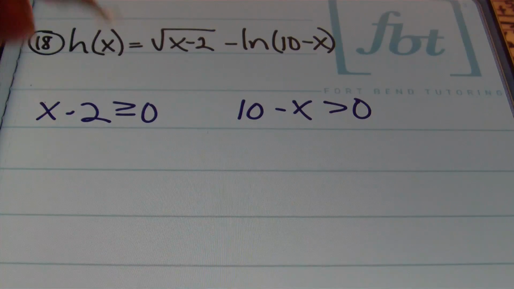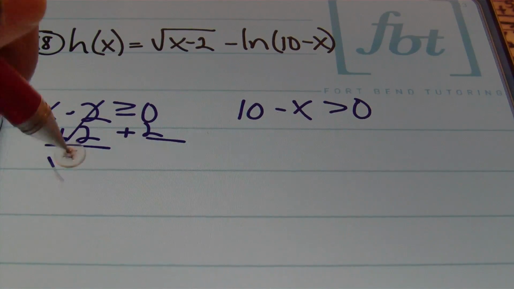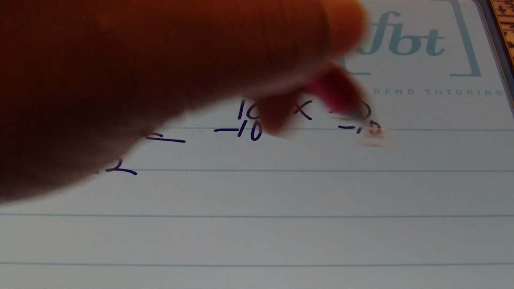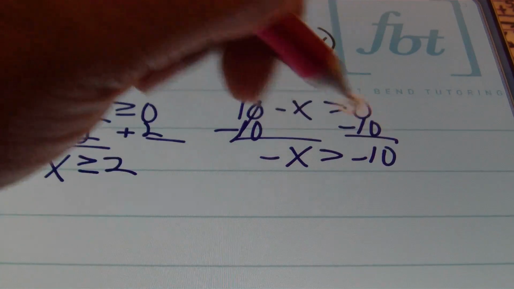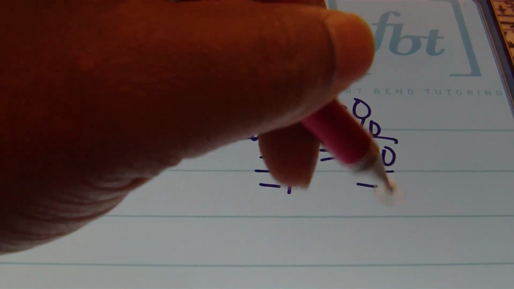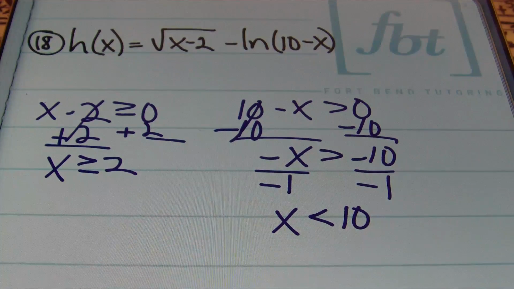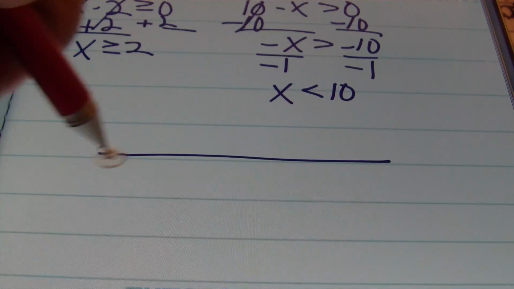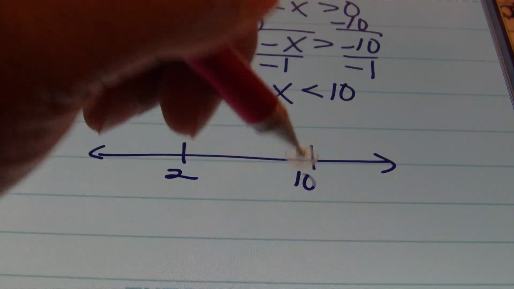So solving for each one of these inequalities, I'll be adding 2 to both sides here. I'll end up with x is greater than or equal to 2. And in this second inequality, I'll be subtracting 10 from both sides to get negative x is greater than -10. And then dividing both sides by -1, you'll find that x is less than positive 10. All right. So these are my two conditions that we'll place on a number line. All right. So let's check that out. So I have my two values, 2 and 10.